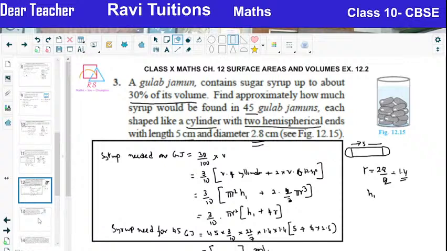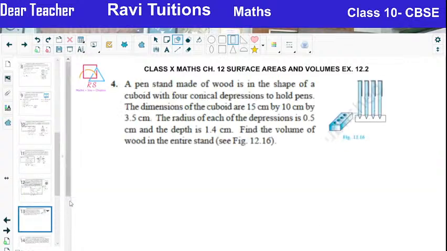Let us go to question number 4. A pen stand made of wood is in the shape of a cuboid with 4 conical depressions like this. So this is a cuboid and conical depressions 1, 2, 3, 4. This is the pen stand and the radius of each depression.